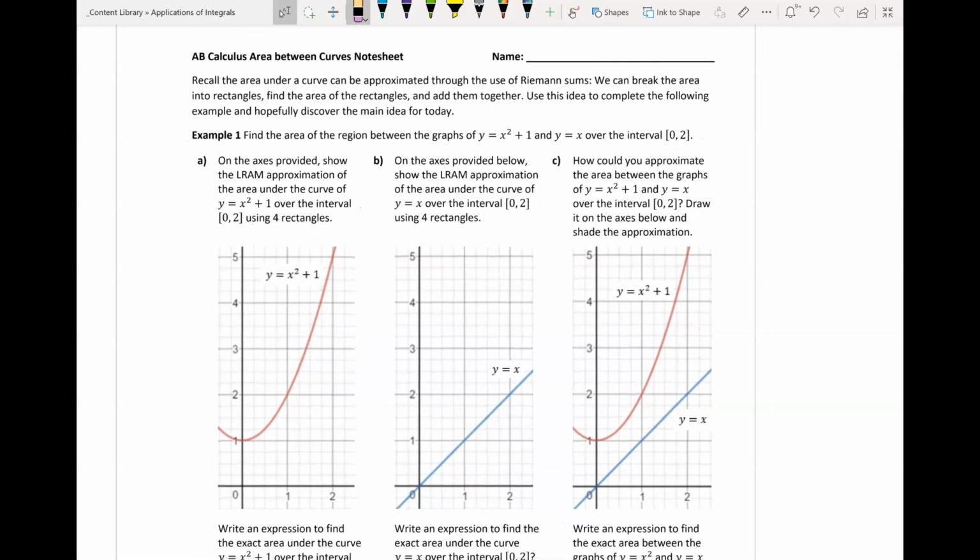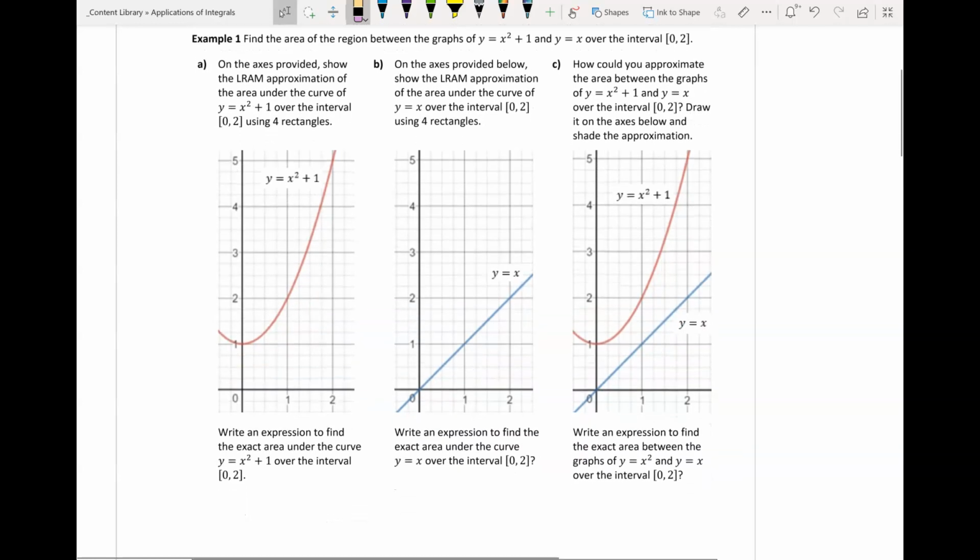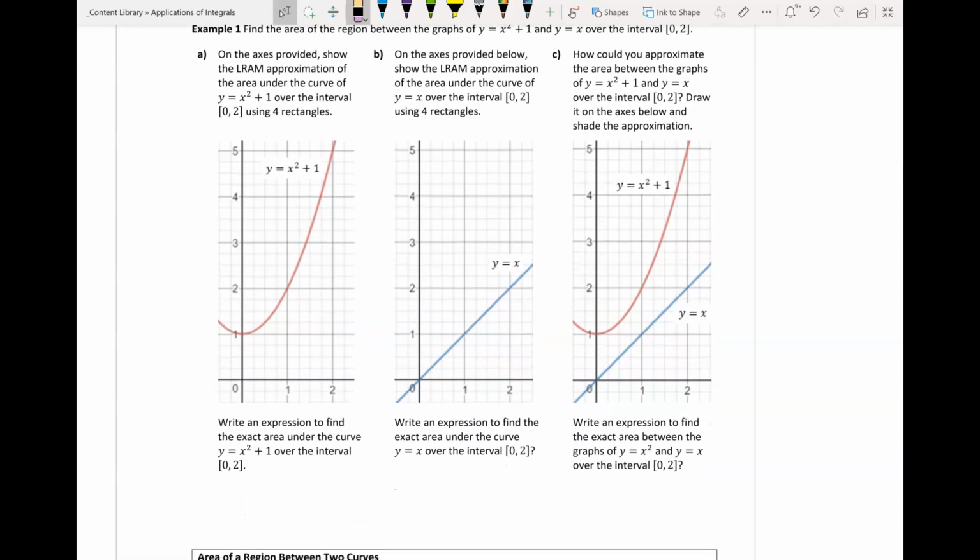Welcome to the next video for finding the area between curves. Before, we found the area underneath a curve using Riemann sums. We broke the area into rectangles, found the area of those rectangles, and then added them together. So we're going to use the same sort of idea for the main concept today. Let's look at example 1.